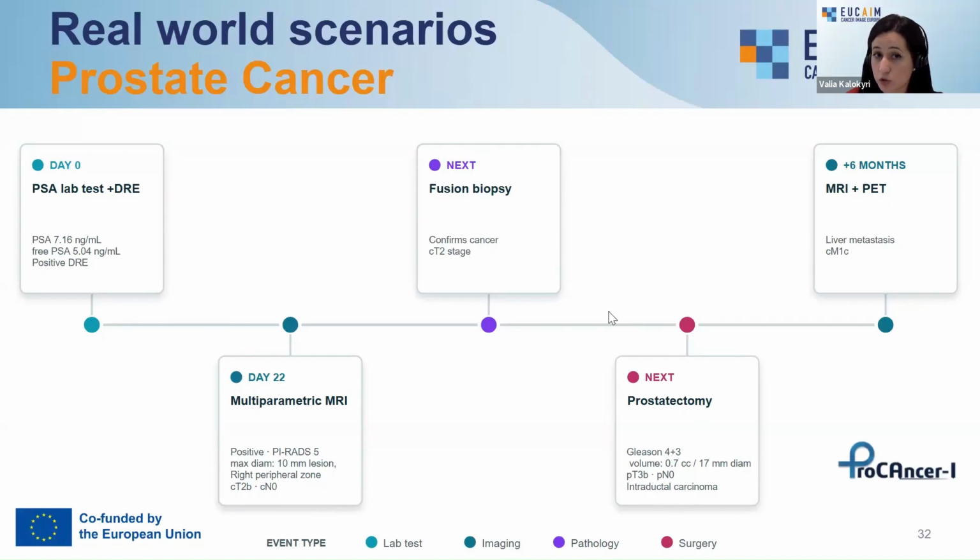Look here, we actually do not know when this happened. We just know that the one happened after the other. So there was a prostatectomy. They came up with a Gleason 4+3, a volume, a diameter, then pathological TN stage, and the histology, intraductal carcinoma. And finally, after 6 months, there was a liver metastasis that was seen in the MRI and the PET.